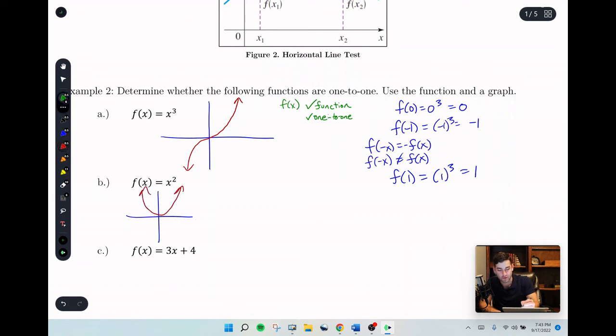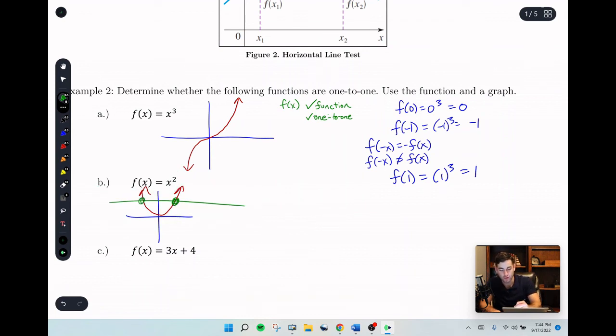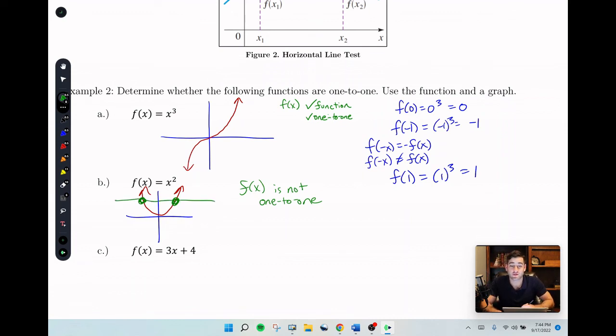Take that same green line, put it over here. I see right away, I'm going to draw big green dots. Boom, boom, it hits the same spot. I know right away f of x is not 1 to 1. Awesome. I'm going to leave that there so we can see it. F of x is not 1 to 1 because it does not pass the horizontal line test. But let's just pick two numbers to find out.